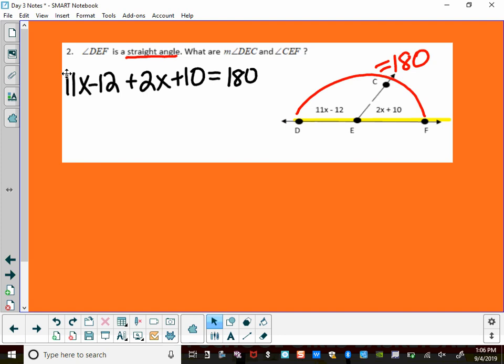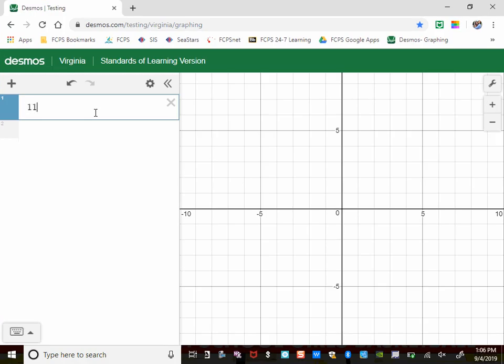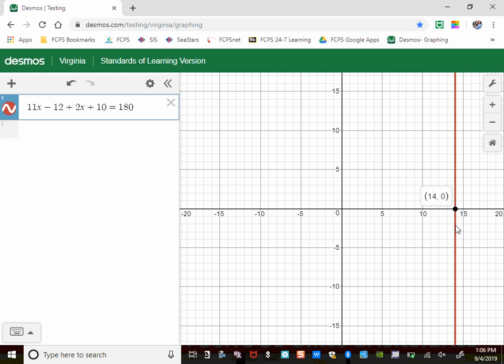All right, someone double check her and see if you got 14 as well. And I'm going to do it up here. I'm going to type in 11x minus 12 plus 2x plus 10 is equal to 180. I need to zoom out so I can see it a little bit better. You should get x is 14. If you want to do it the long way, you can do it the long way. That's why I taught that way to you. But your Desmos can also cut out those extra steps.